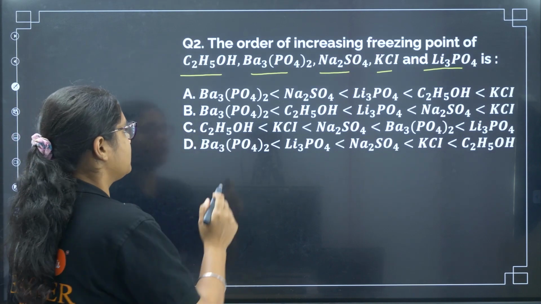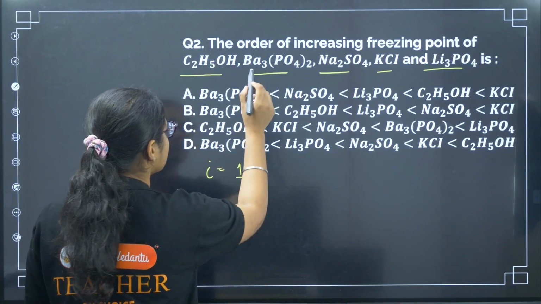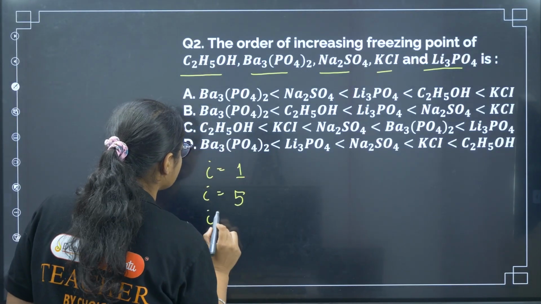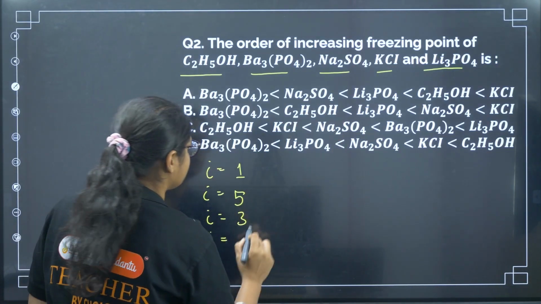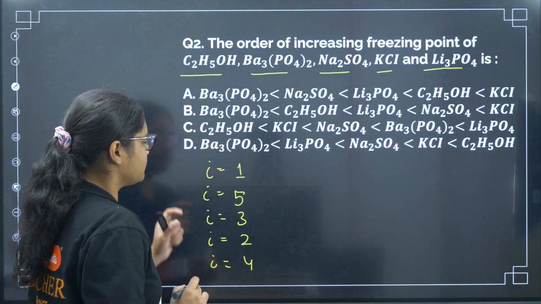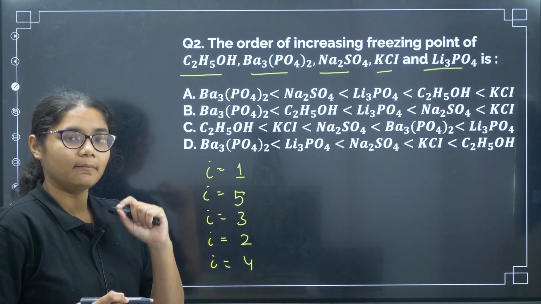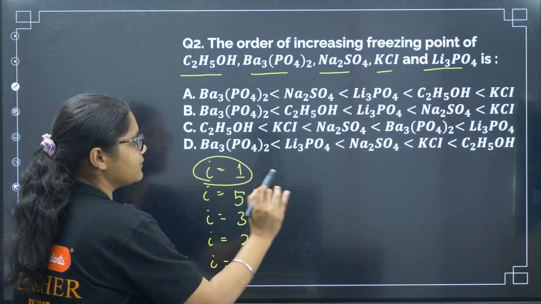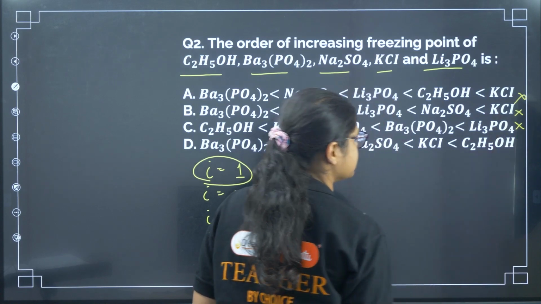So now let us see the i values. For this one, C2H5OH, the i value is 1. For this one the i value is 5. For the third one, that is Na2SO4, i value is 3, and then the fourth one is 2, and then the fifth one is 4, right? So the one which has the minimum i value, there the depression will be minimum and the freezing point will be the maximum. So C2H5OH will have the maximum freezing point. So we can eliminate all these options, right?